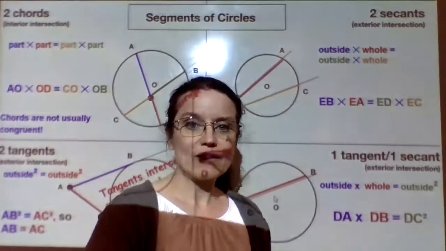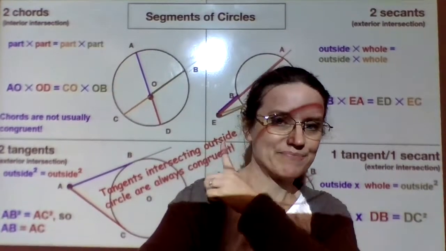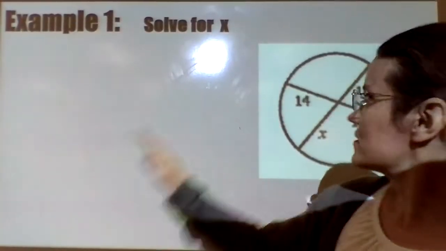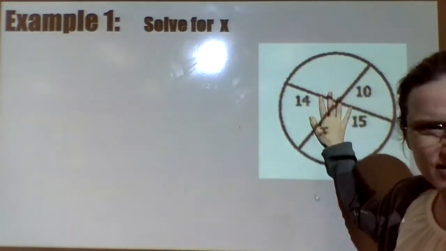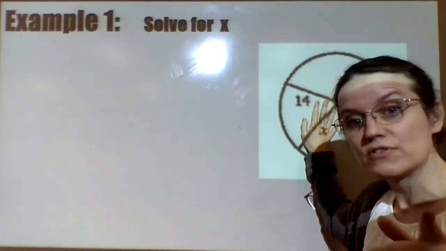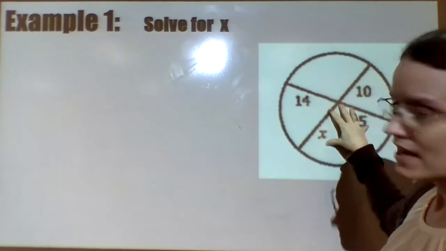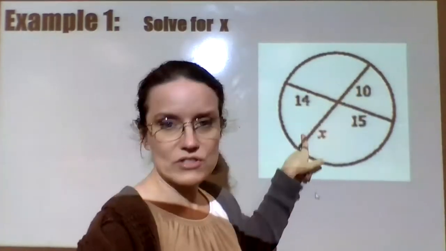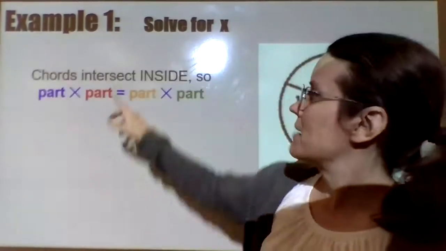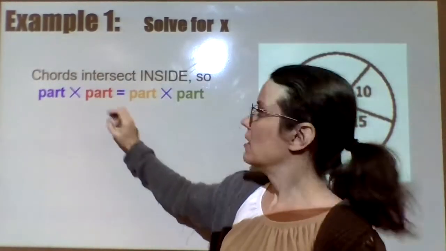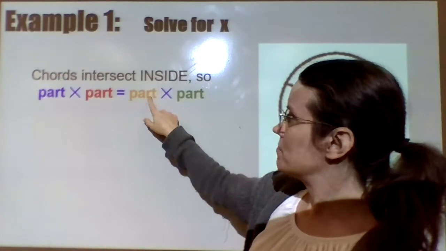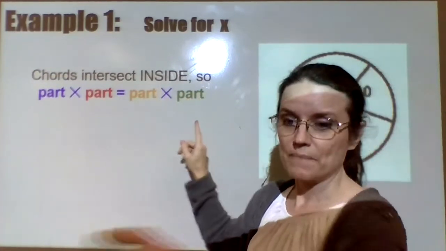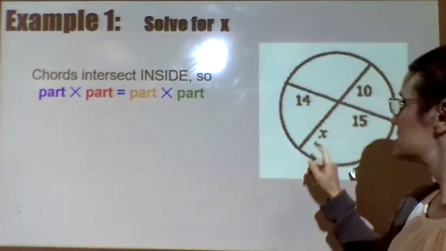Okay, so what does that look like when we're solving problems? Let's check it out. So for this first example, I've got this guy, kind of looks like one of those railroad crossing signs for those of you learning to drive. And if you remember, our formula when our chords cross inside is that my parts times my part for one chord will equal the part times the part for the other chord. And so let's set up those parts and see what's going to happen.